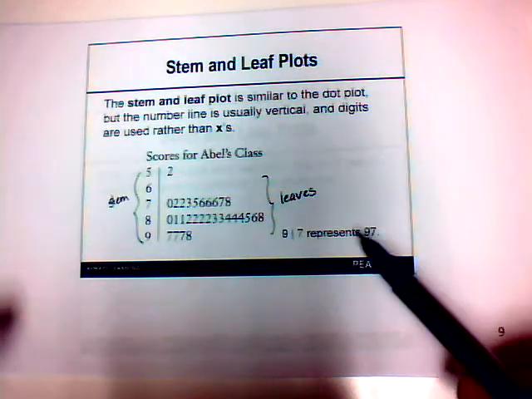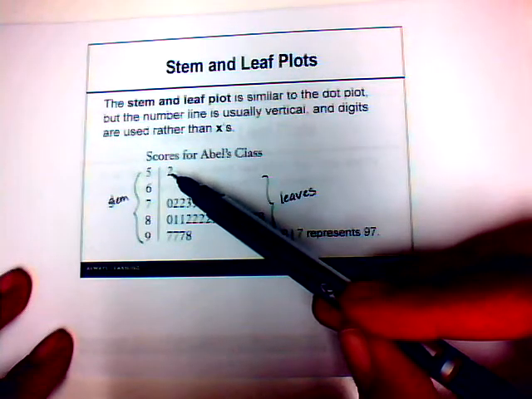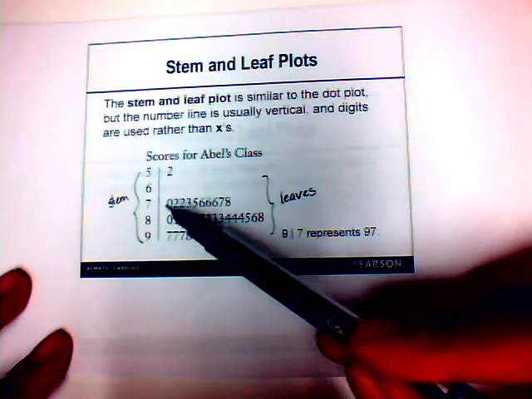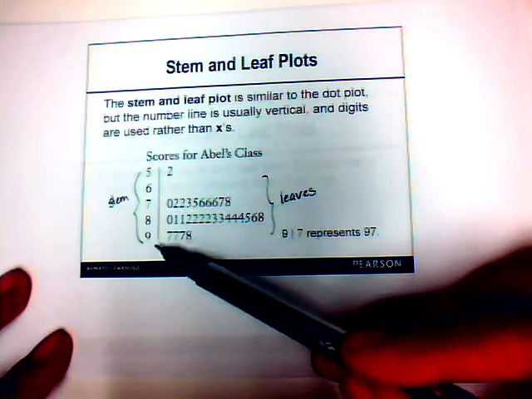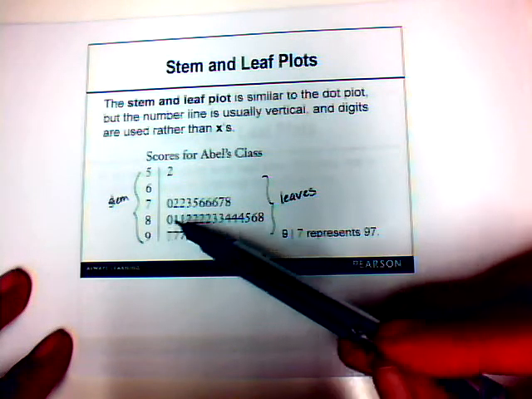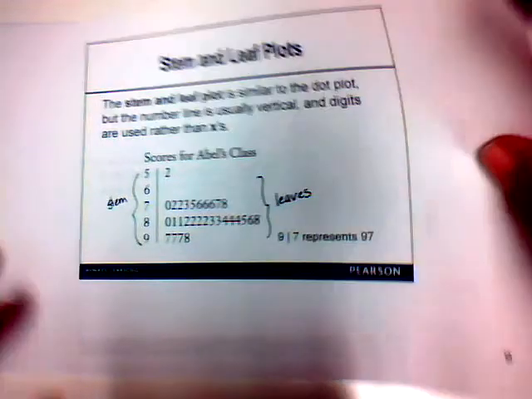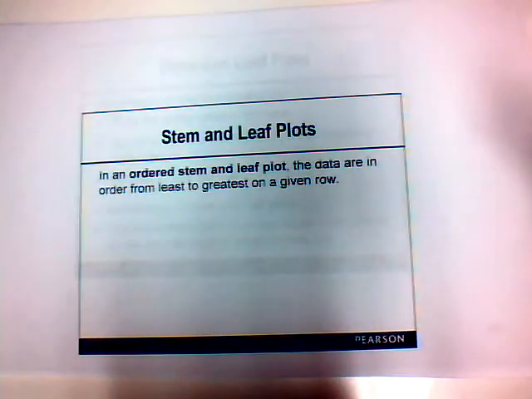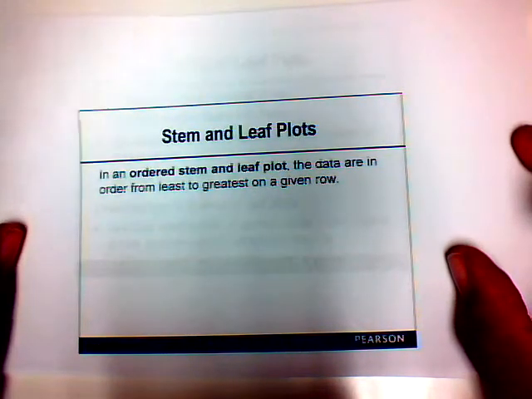the 7. That represents the number 97. So 5 with a bar and then 2 will represent 52. 7 with a 0 represents 70. 8 with a 0 represents 80, and so on. In an ordered stem and leaf plot, the data are in order from least to greatest on a given row.